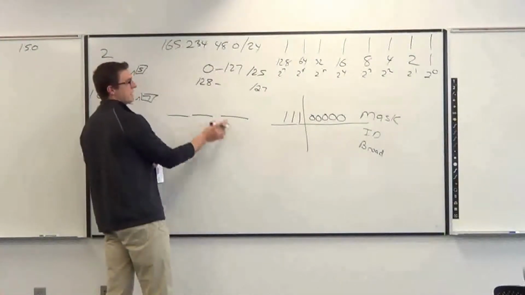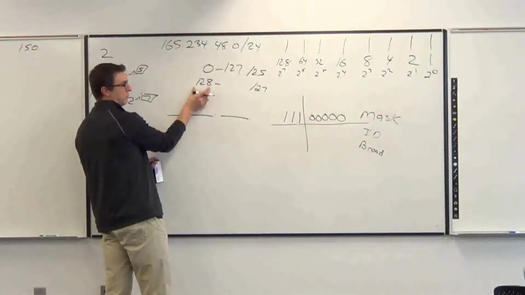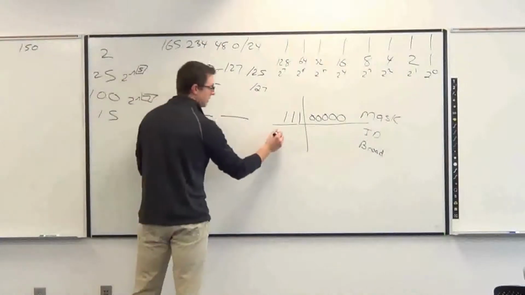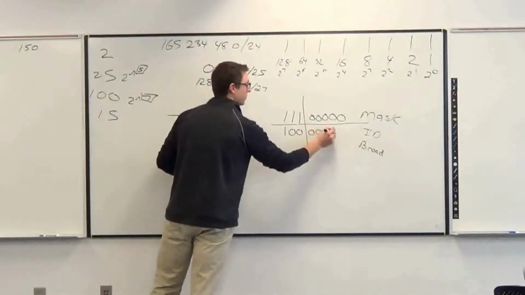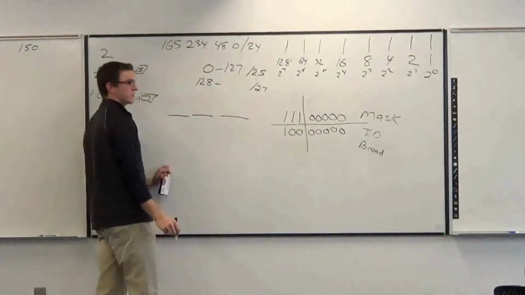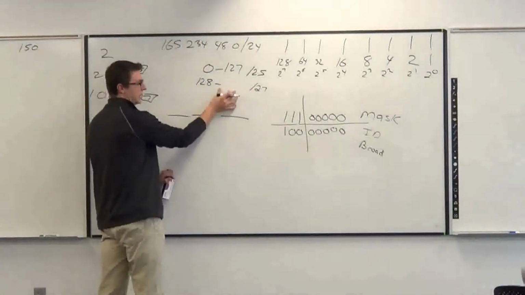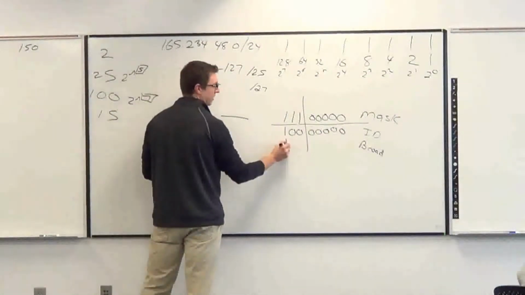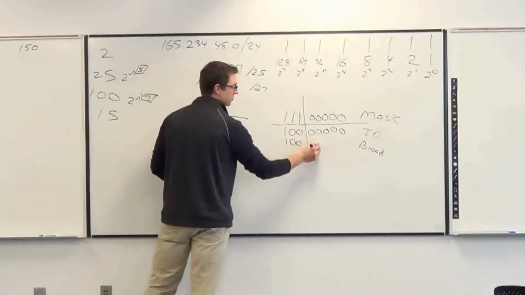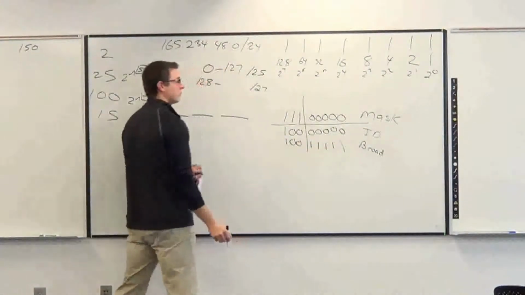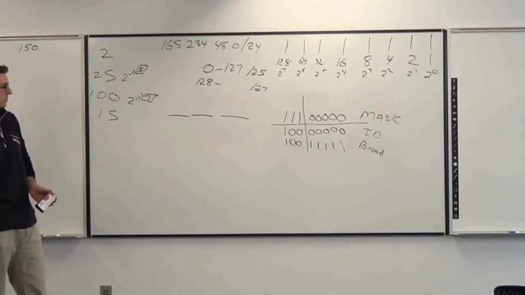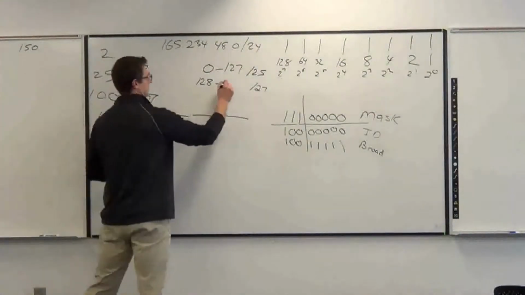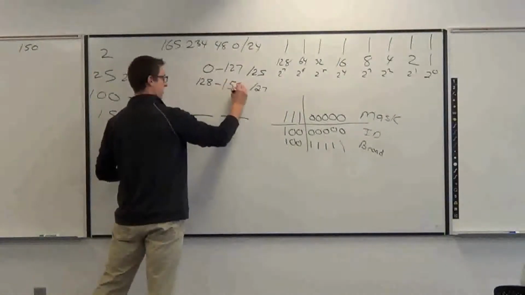Network ID, my new starting point is 128, you guys told me. So I draw out 128 in binary. Then to get the broadcast, I make the right-hand side ones. So I have 128 now plus 31 is 159.